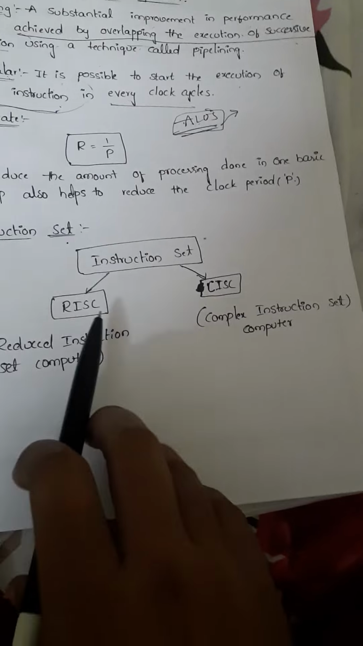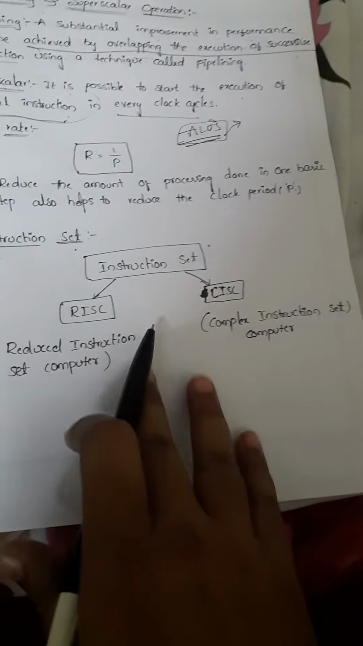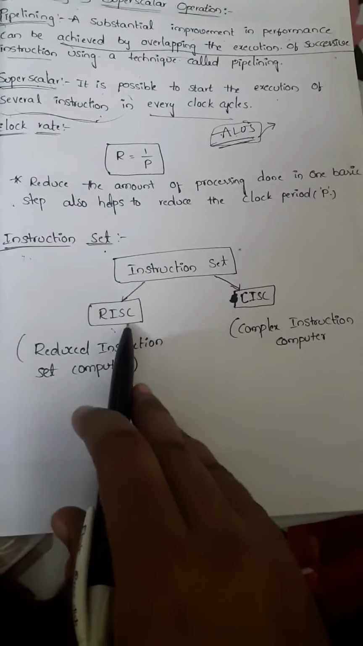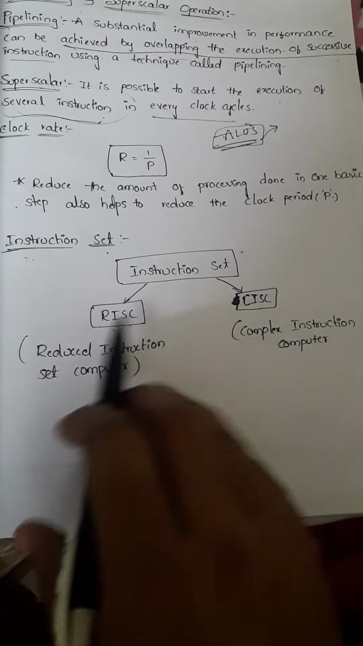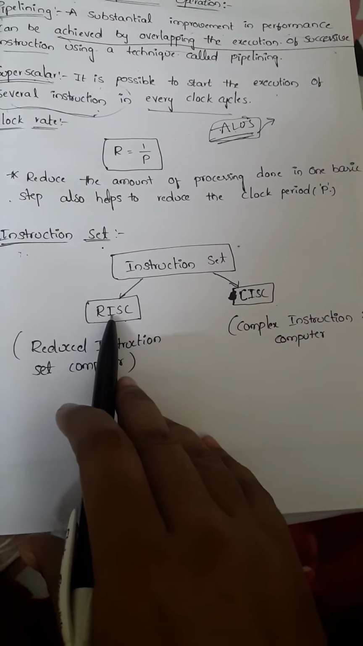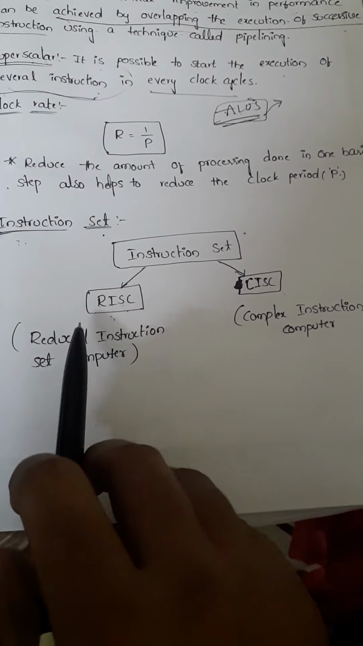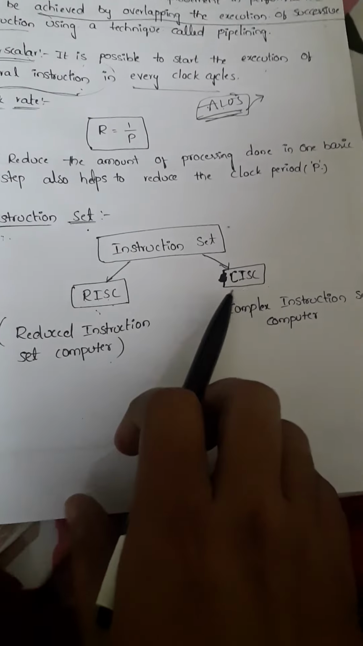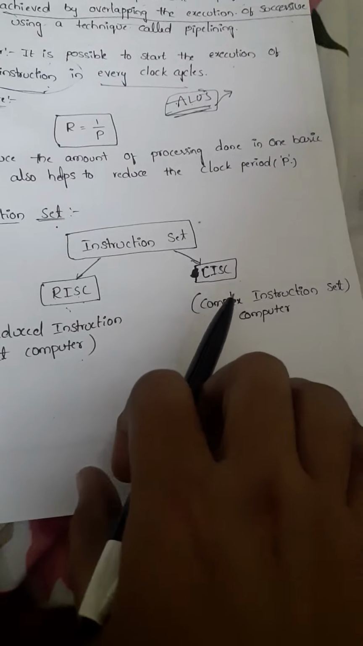The instruction set is generally classified into two types. What are those? RISC and CISC. What is RISC and what is CISC? RISC is reduced instruction set computer, and CISC is complex instruction set computer. Now we'll see them one by one.